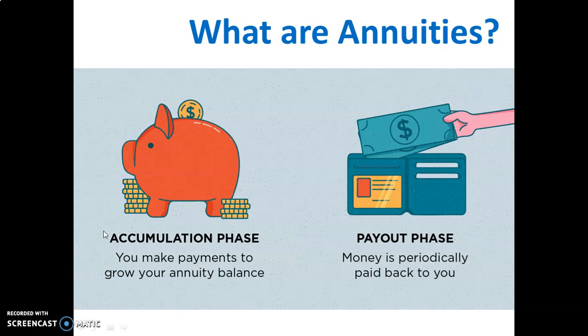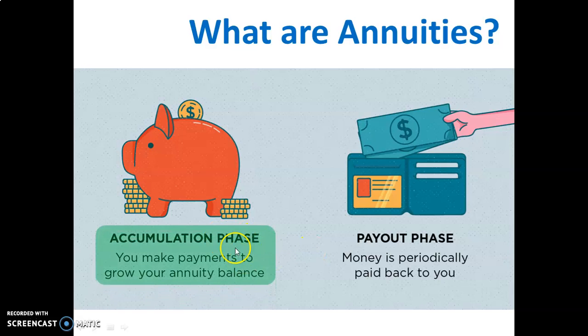Okay, so now let's shift to annuities. What are annuities? Well, annuities are basically a way to save for the future. There is an accumulation phase where you make payments to grow your annuity balance. So imagine you have an annuity set up at the bank, you make certain payments every month or every year, and that accumulates over time, and they give you interest on that. And then there's the payout phase, when money is periodically paid back to you. So maybe for 20 years you put money into it, and after that they give you a certain amount every month or every year. So that's annuities. Accumulation, payout.